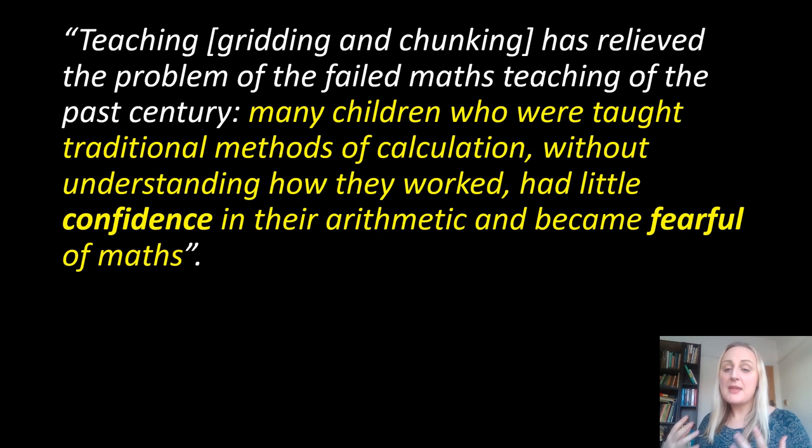There were lots of experts giving their opinion at the time of the changes, or the suggested changes, to the way that multiplication would be taught at primary schools. And one of the things that was said at the time was that teaching methods like gridding and chunking had relieved one of the problems of failed maths teaching of the past century. They said that by introducing these new methods, which were more intuitive, more logical, broke things down better, less algorithmic, it helped to relieve this problem. And the problem was that children who were taught traditional methods like the column method without understanding how they worked had little confidence in maths, and they were fearful of it.